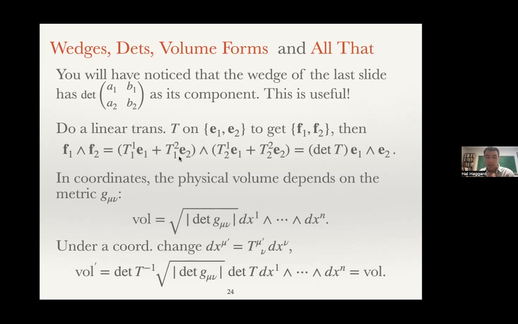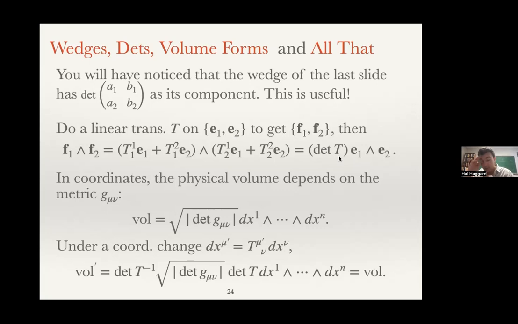And you'll see that this is exactly the calculation we just did. In other words, the coefficient of the result is going to be the determinant of this linear transformation. So in fact, this is the geometrical way to define the determinant in any number of dimensions. You simply form a wedge of basis vectors, you act a linear transformation, you form the wedge in the new basis, the resulting basis, and they're related by the determinant.